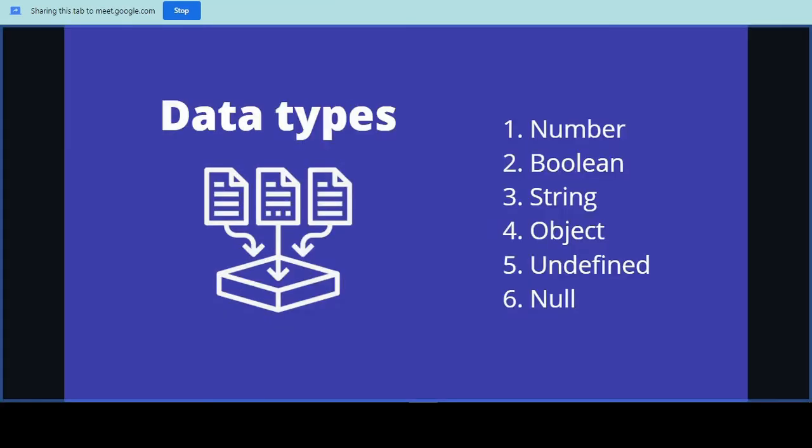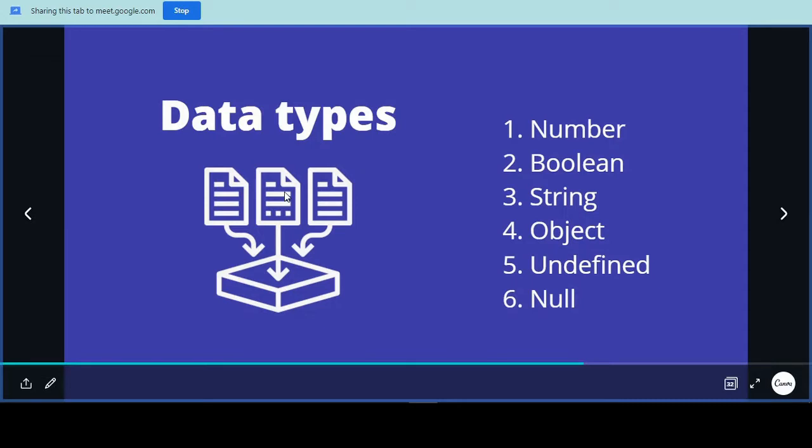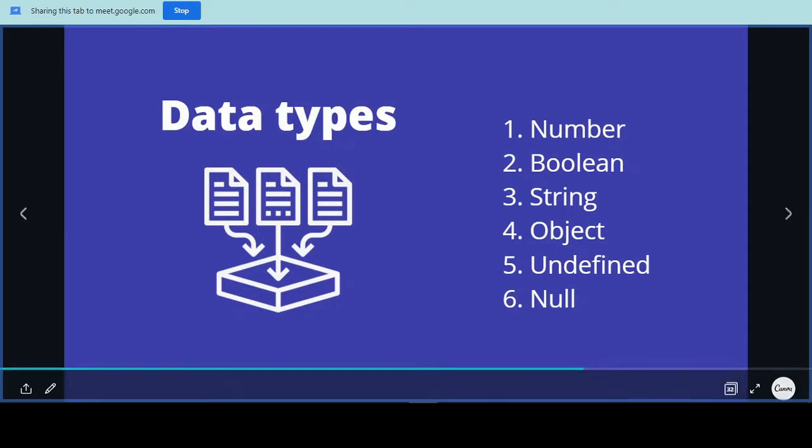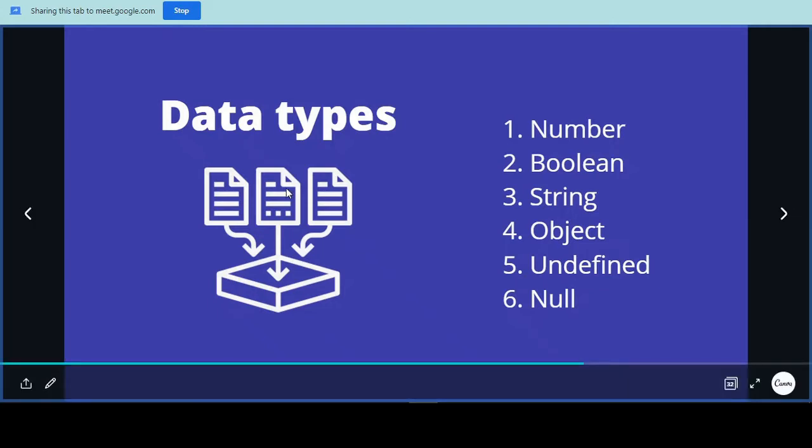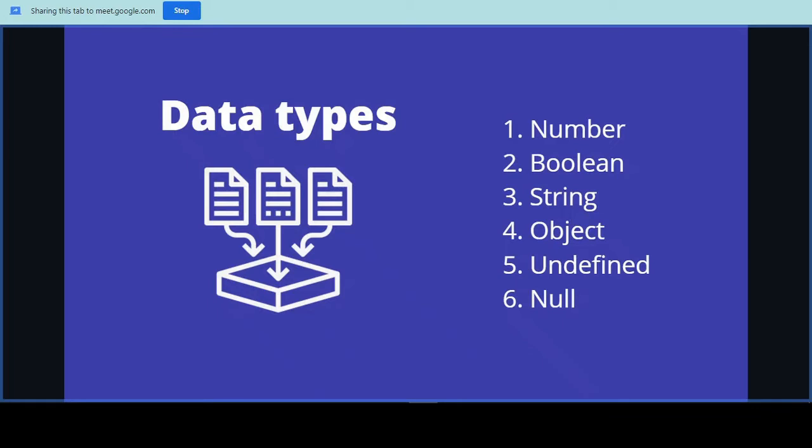Okay, cool. So moving on, we'll be discussing data types. Data types are nothing but the type of data you are going to store. There are numbers, there are strings, right? In JavaScript, we have six basic data types, which are number, boolean, string, object, undefined, and null. We'll be discussing them one by one later. The main data types we'll be using are number, boolean, and string. Undefined and null are something we'll be encountering later, so I'll be discussing them later.